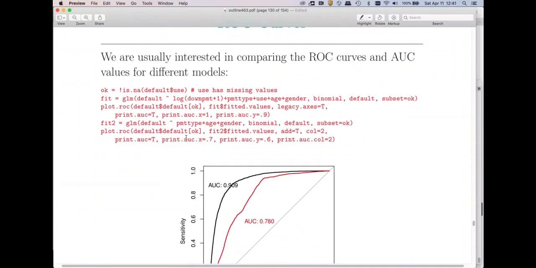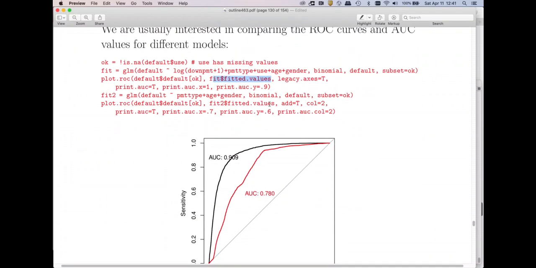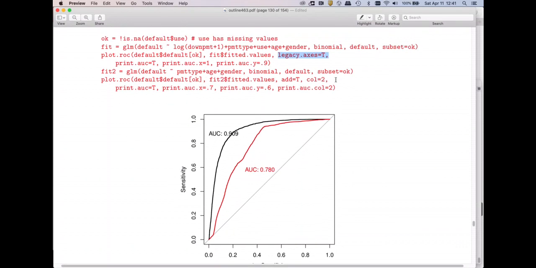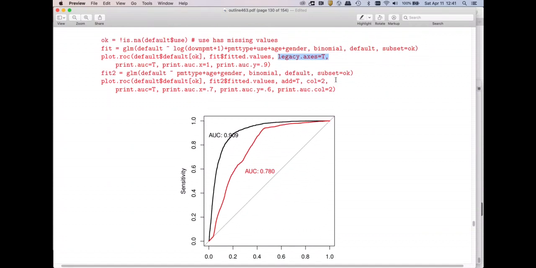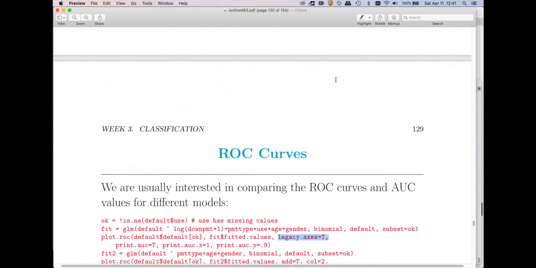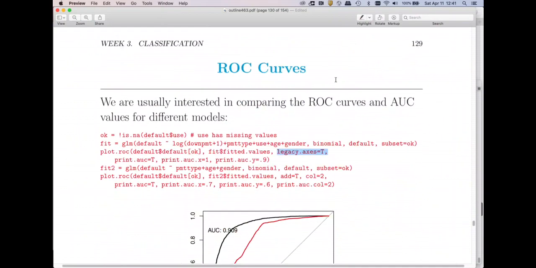I hope you can read the help page on this. You give it the true values, you give it the predicted values. I don't like the axes that are given by default. I like the legacy axes because they're consistent with TPR and FPR. They call them sensitivity and specificity. You can use xlab and ylab if you want to change those, which is kind of what I did here.